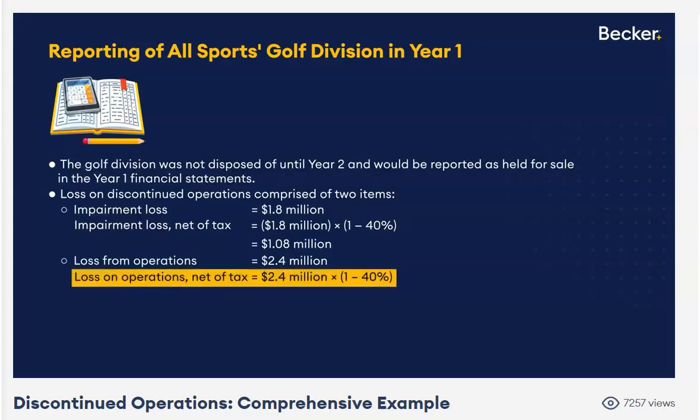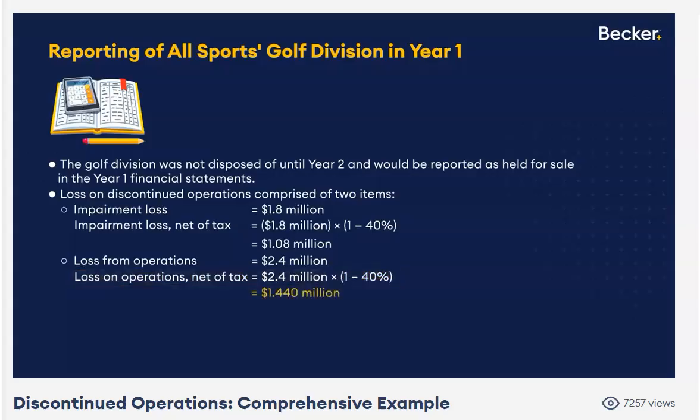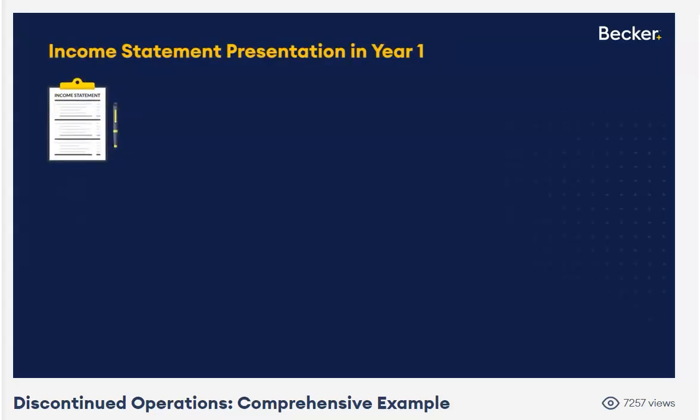So we've got the loss on operations. How do we get that to net of tax? 2.4 million times 1 minus the tax rate gets you to $1,440,000, and we'll have the impairment loss, the $1.8 million times 1 minus the tax rate, of $1,080,000 net of tax. Alrighty, so discontinued just before net income, always reported net of tax.